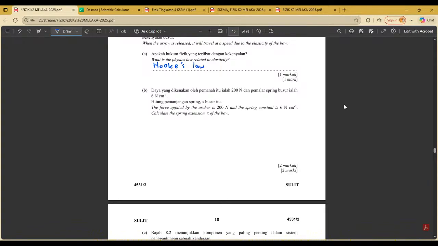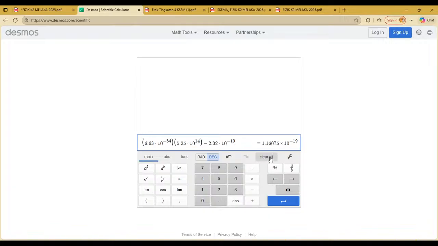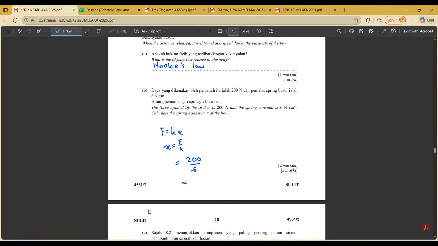Force applied by the archer is 200 meters and the spring constant is 6 meters per centimeter. Calculate the spring extension of the bow. F equals Kx, X equals F over K equals 200 over 6 equals 33.3333 centimeters.